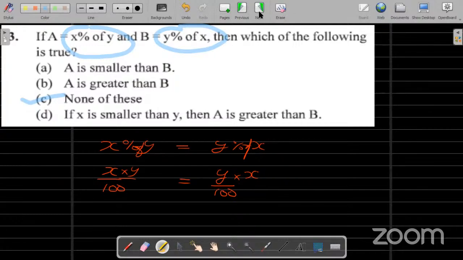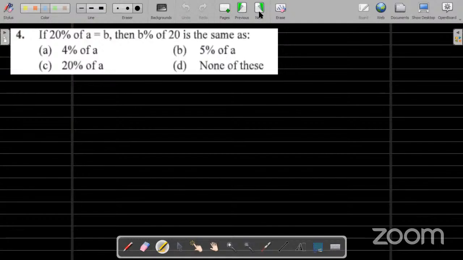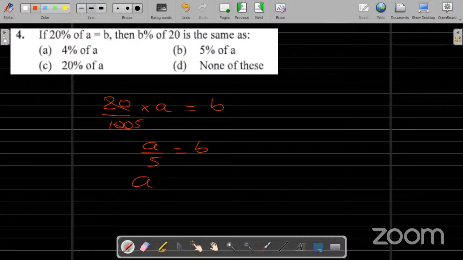Next question. 20% of A equals B. Then B% of 20 is same as. So the next question is 20% of A equals B. That means 20 by 100 into A equals B. 20 by 100 is 1 by 5. So that gives A by 5 equals B, or A equals 5B. This is the information that we will get from the first equation.